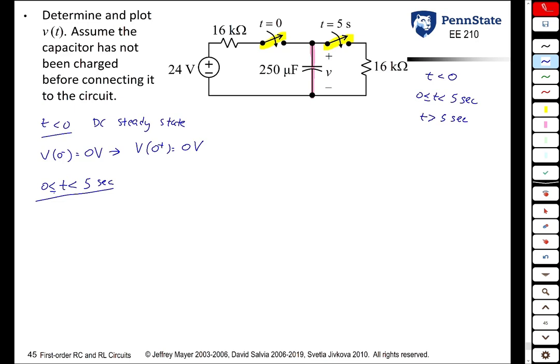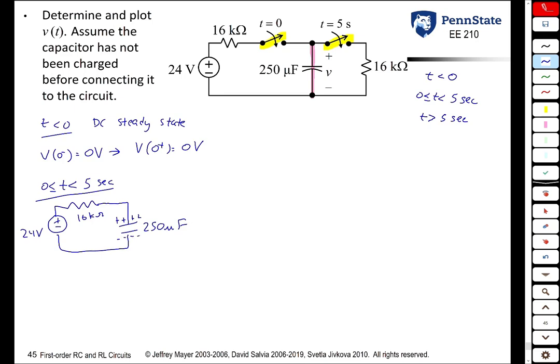Between 0 and 5 seconds, we have a circuit that's going to look like this. 24-volt source, 16 kilo-ohm resistor, and a charging capacitor. It's going to start charging.